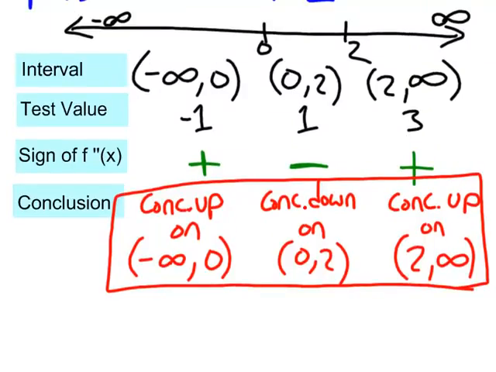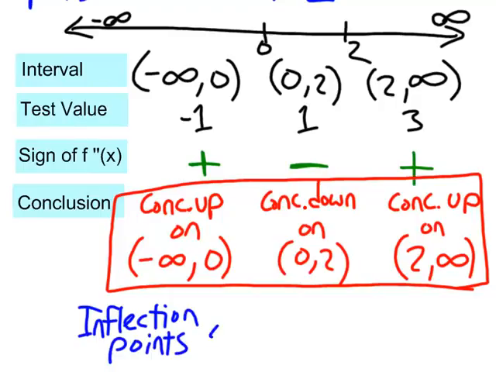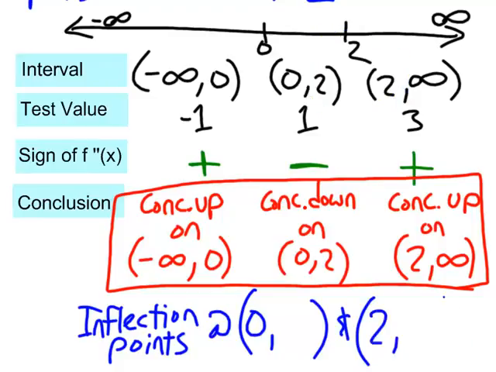So we have inflection points at, we had an x value of 0, and we also had the x value of 2. We did verify those are both actual inflection points.